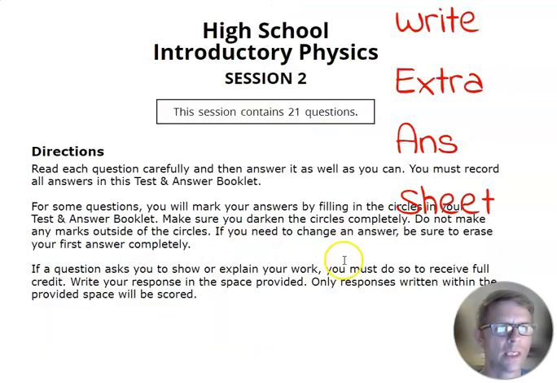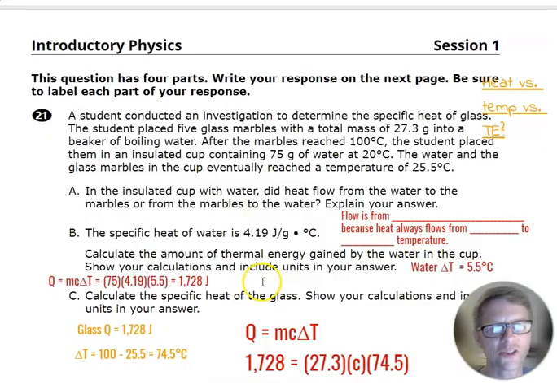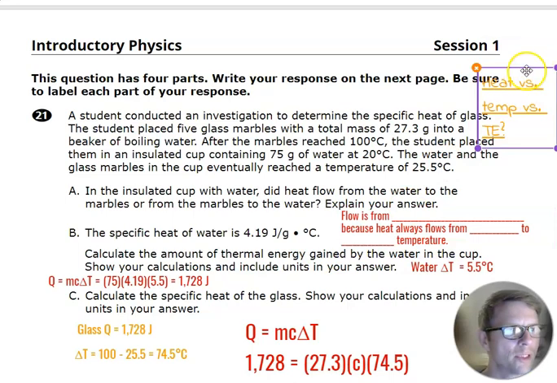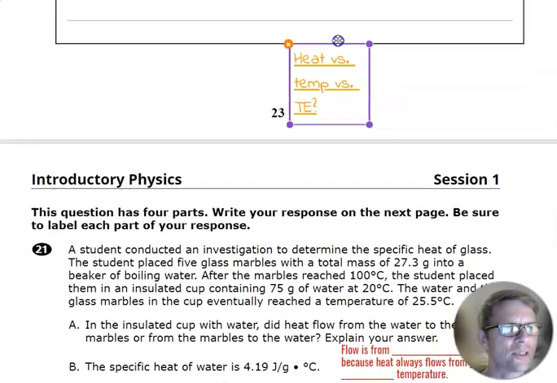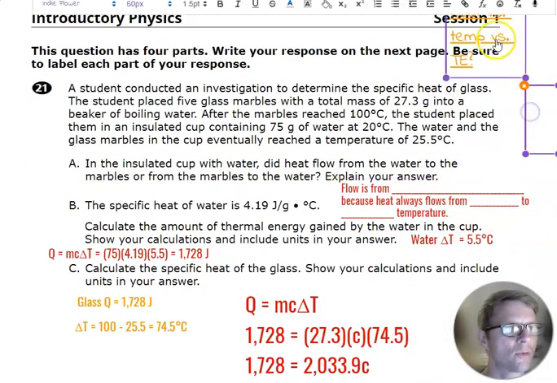Let's go. A continuation where you are writing extra onto your answer sheet looks something like this. Actually, technically going back to session 1, this is question number 21, really all about the definitions of heat, temperature, thermal energy. So let's remember this.